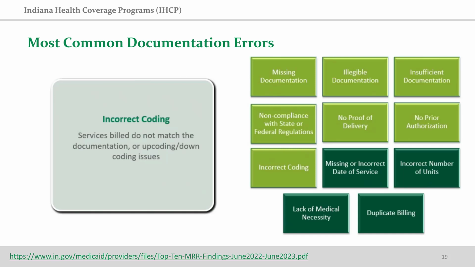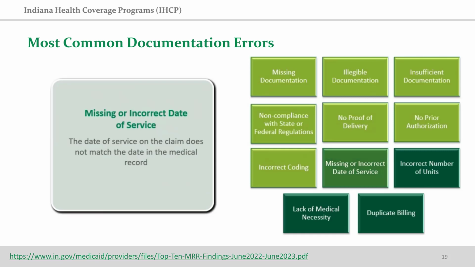Missing or incorrect date of service. An example for this is if a lab test was ordered by a physician on April 1st and the test was done on May 1st, the claim should reflect the date the test was done, or May 1st, and not the date the test was ordered, which was April 1st.